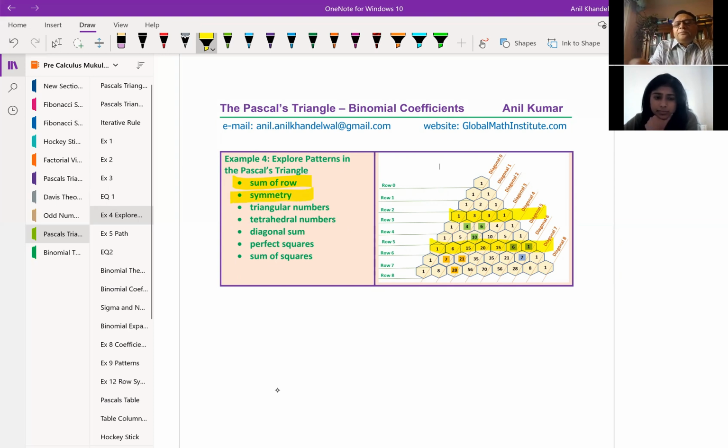Similarly, do you see any symmetry in this particular case? What kind of symmetry do you see? When you look down the middle, it's like a reflection. Yes. The terms from the left side and from the right side are exactly the same. Correct? So that is the kind of symmetry. Of course we have a symmetry.